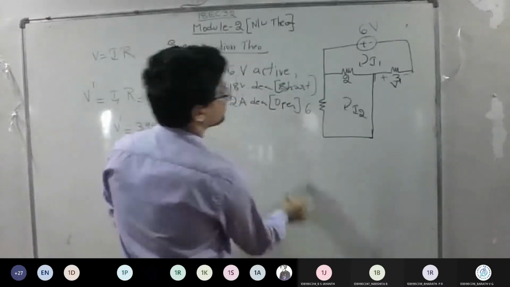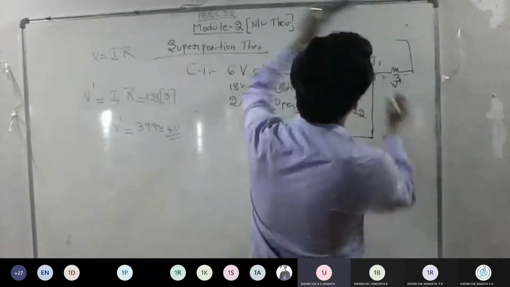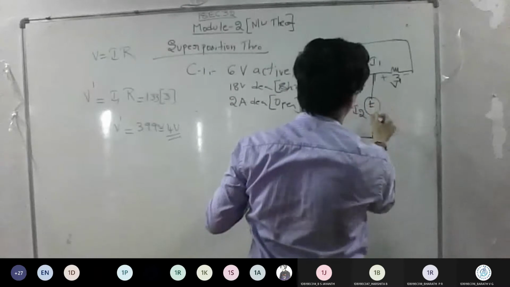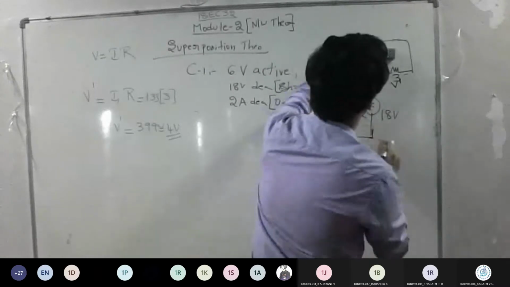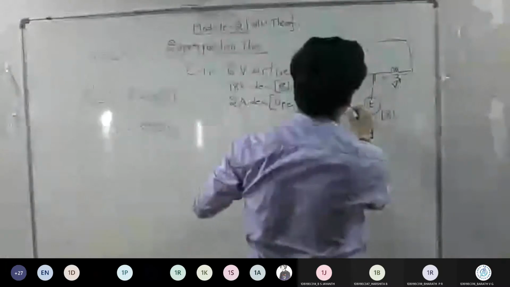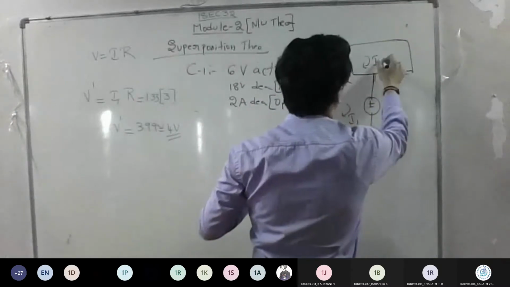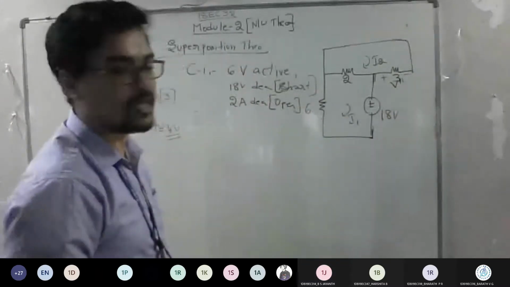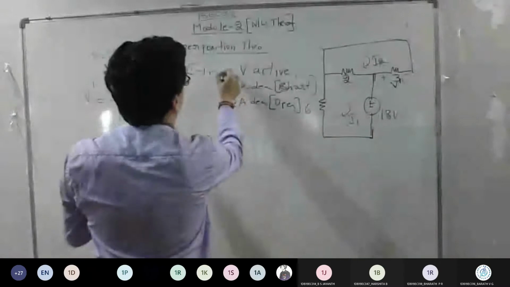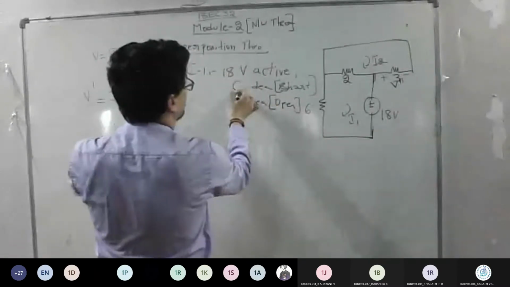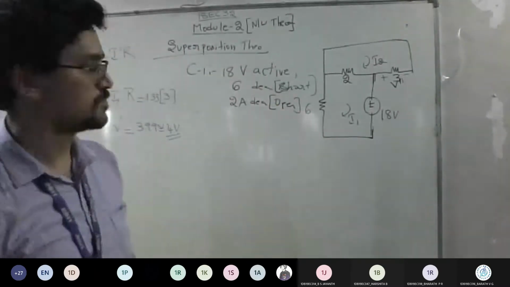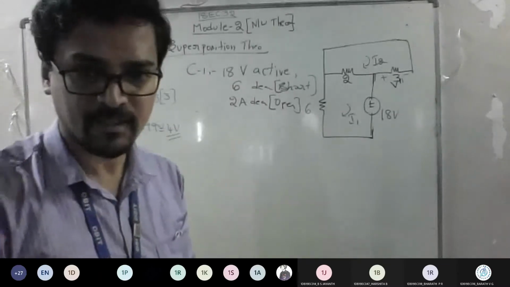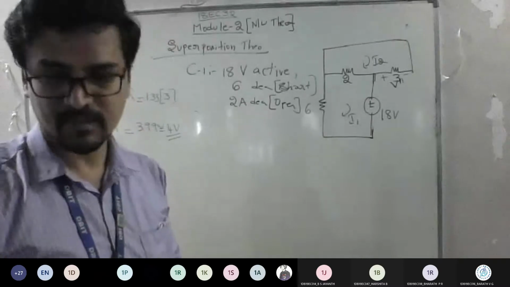So what is case 2? I'm going to deactivate 6 volt and replace back my 18 volt. So instead of V dash, it should be V double dash. So in case 2, make 18 volt active, 6 volt deactive, nothing but short, and the current remains the same 2 amp, open circuit. Am I clear till here to everyone? So let's proceed by applying KVL.